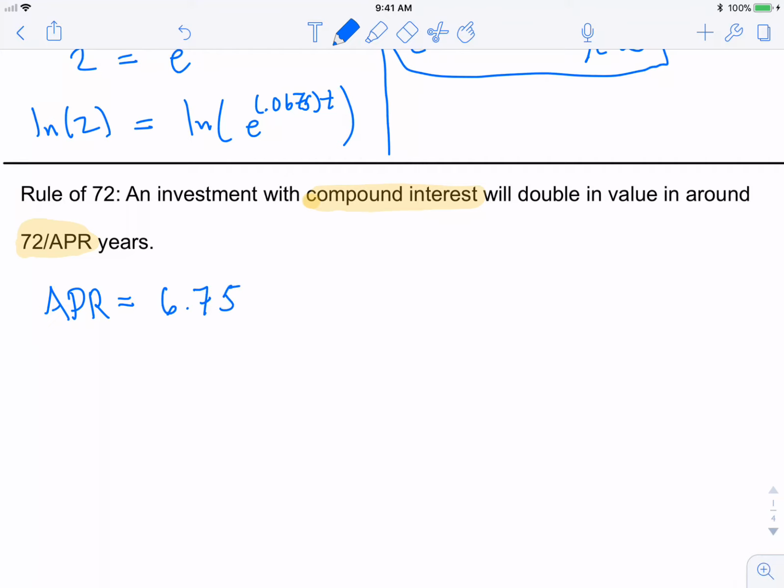So the rule of 72 tells us that our money should double in 72 divided by 6.75 years, which is actually equal to 10.6 repeating years, which is pretty close to the number we worked it out to be. All right, let's move on to the next example here.